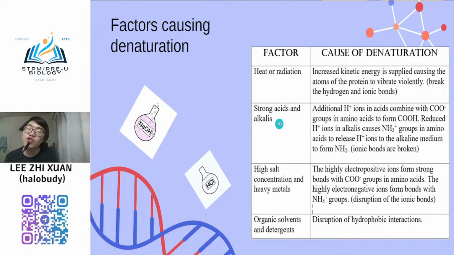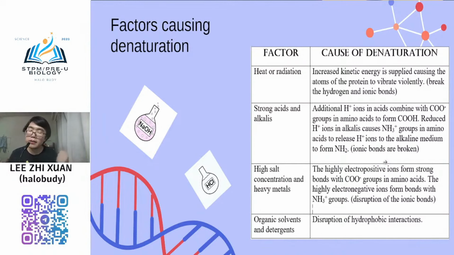And another one, strong acid and strong alkali. If your protein is exposed to strong acid or strong alkali, what happens? Addition of hydrogen ion, this one is strong acid. If strong acid is added, it will combine with the carboxyl group, COO negative, in amino acid to form COOH. So it reduces hydrogen ion. In alkali, it causes your ammonium group in amino acid to release hydrogen ion to the alkali medium to form amino. So this one will cause your ionic bond to break.